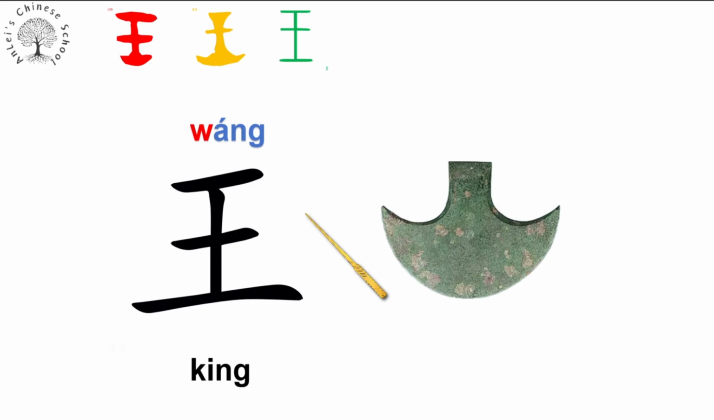It means king, and also is a surname, like Mr. Wang. Archaic inscription and bronze inscription are in the shape of an axe. In ancient times, the axe initially served as tools and weapons, and later it became a symbol of royal power. Therefore, the character Wang means king.